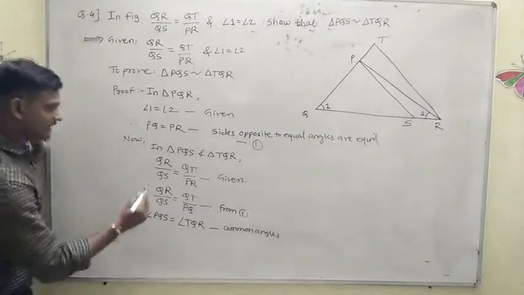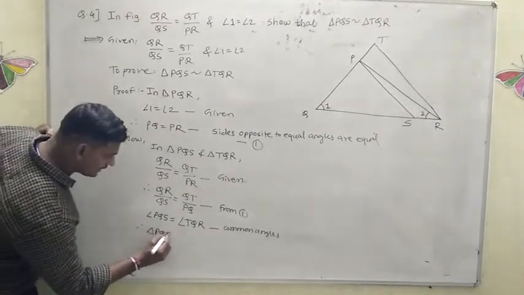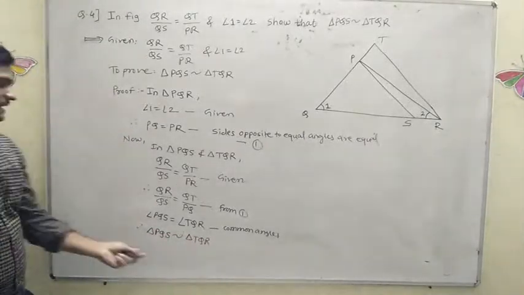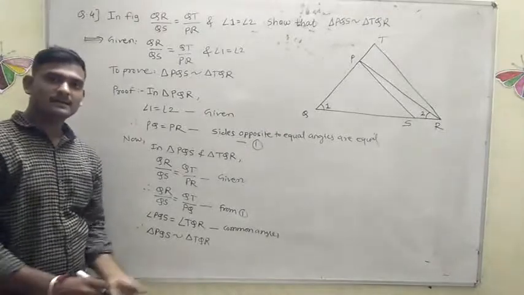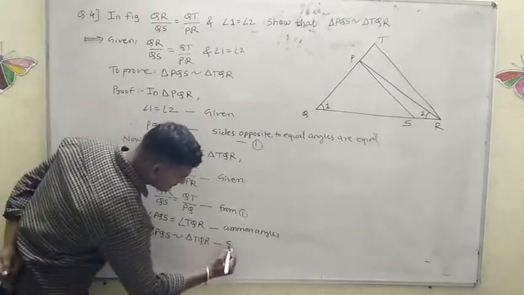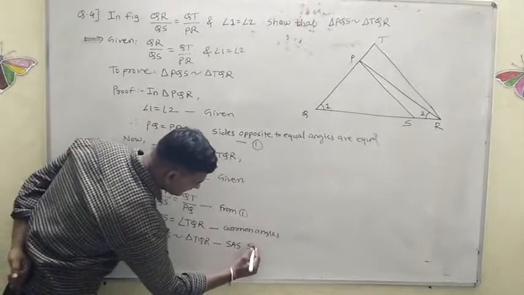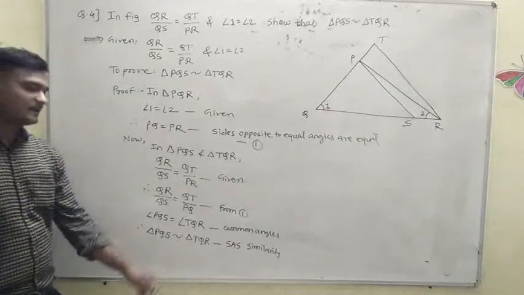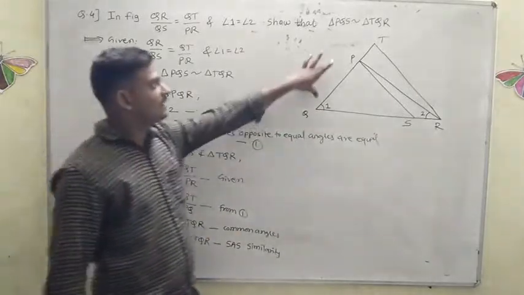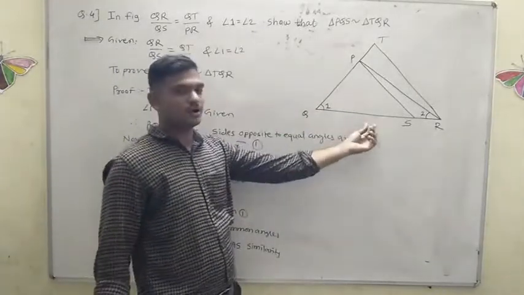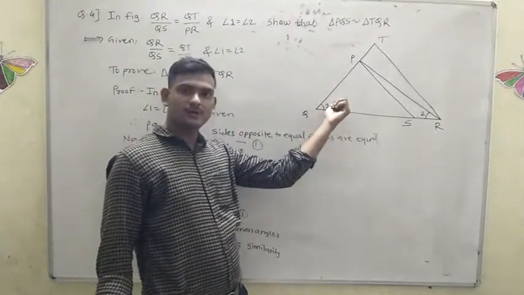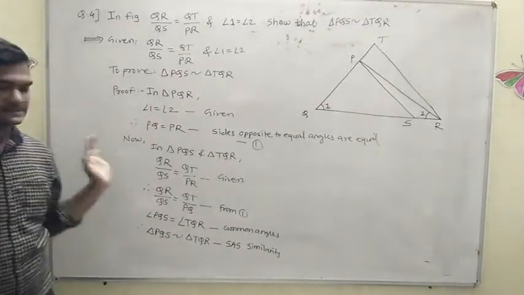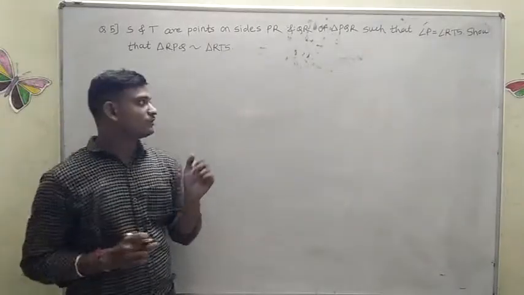Therefore, can I say that triangle PQS is similar to triangle TQR? Why? What is the reason? The reason is SAS similarity criteria, that is side angle side. Here these sides are in the same ratio and the included angle is equal. Therefore, we can say that by the SAS rule these two triangles are similar. Copy down this. Now we will see question number 5.